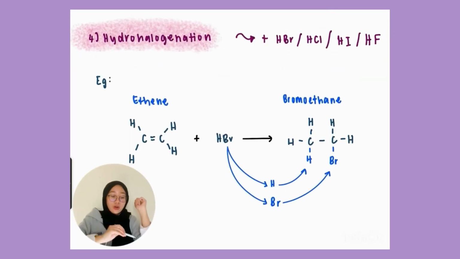And lastly, hydrohalogenation. Hydrohalogenation means when we add HBr, HCl, HI, or HF to the unsaturated hydrocarbon. For example, here we have ethene, and when we add it with HBr, it will become bromoethane because the double carbon bond here will break and form only one single bond. So there will be another single bond here. And this HBr also will break into H and Br. So this H will fulfill here and this Br will fulfill here. So that's all for me.